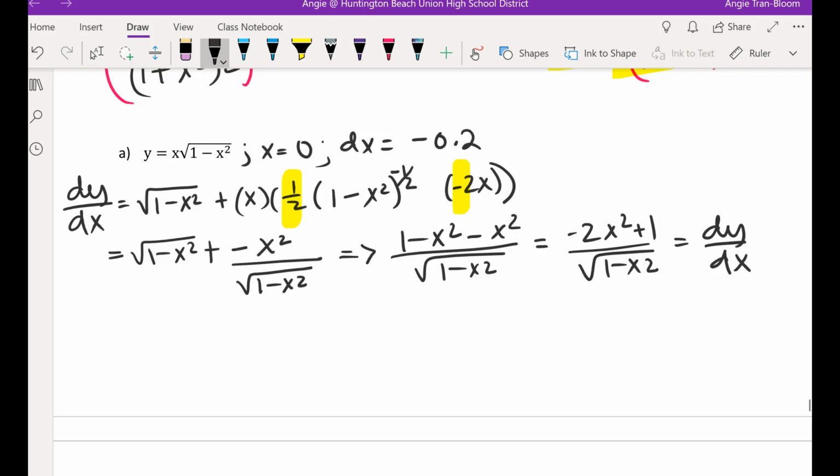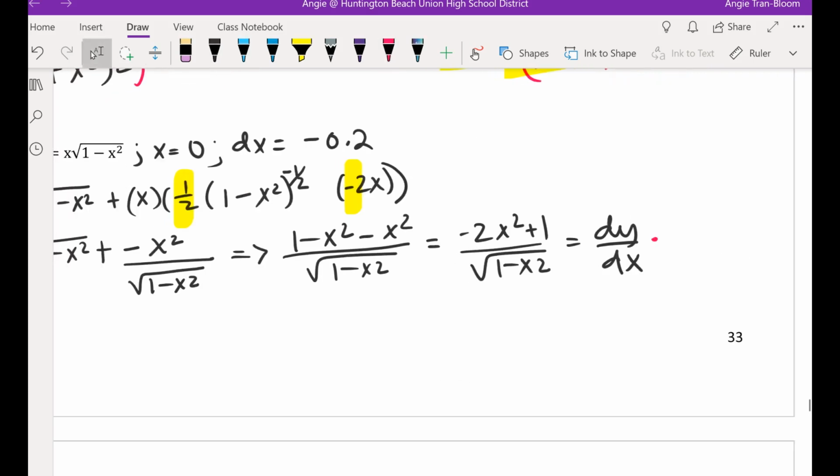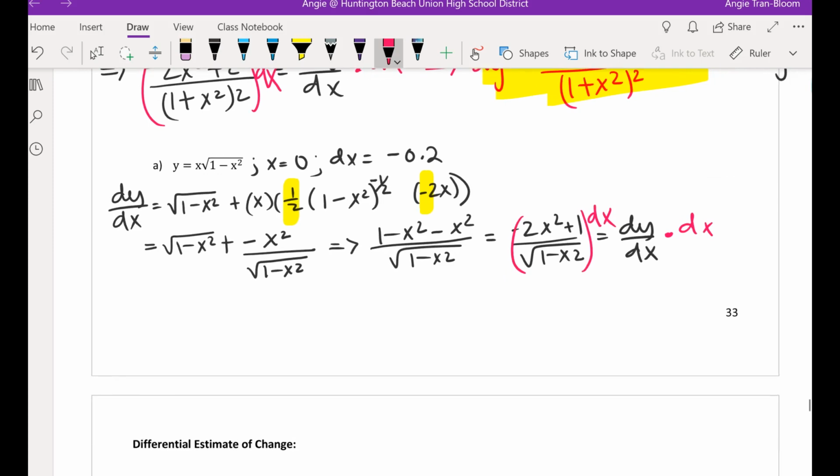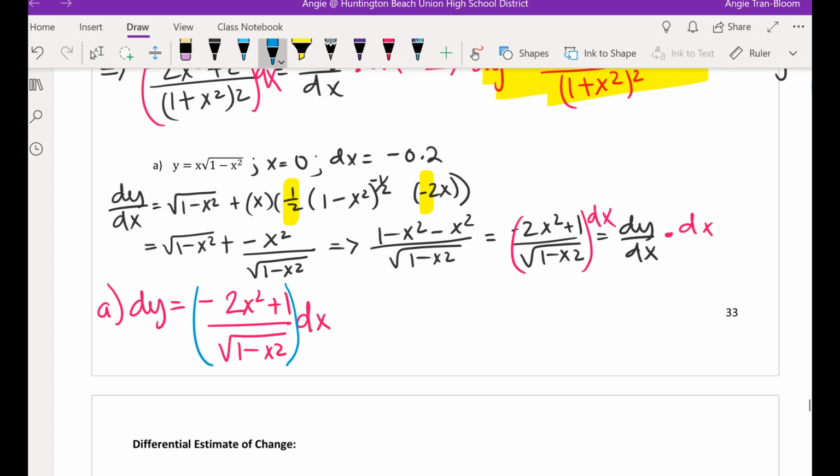I'm not looking for dy over dx. I'm looking for dy. So we are now going to multiply both sides by dx to get rid of the denominator. Well done. So part A, answer: dy equals negative 2x squared plus 1 all over square root of 1 minus x squared, and you can stick the dx back here. If you feel more comfortable, you can put parentheses around the whole chunk. Either one is going to be just fine.